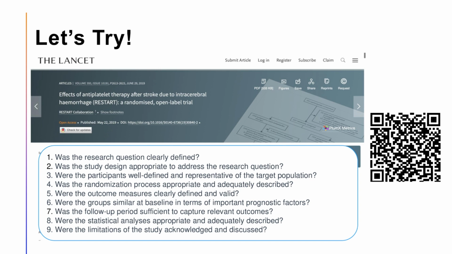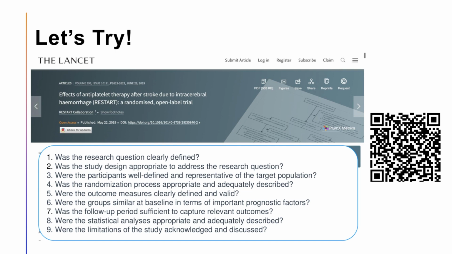Next, were the participants well defined? They included participants who had experienced a non-traumatic intracerebral hemorrhage and had a history of taking antiplatelet therapy before the event. So the eligibility criteria were clearly described, contributing to a well-defined study population. Next, was the randomization process appropriate? It was adequately described in the full text. The participants were randomly assigned to receive either antiplatelet therapy or no antiplatelet therapy as the control group, using a computer-generated randomization sequence.